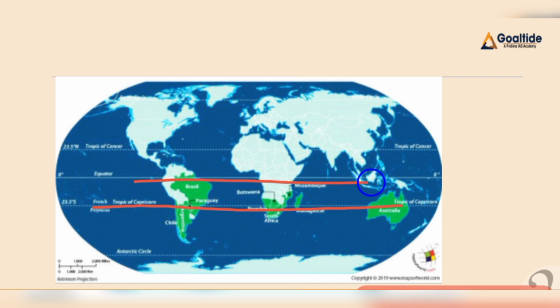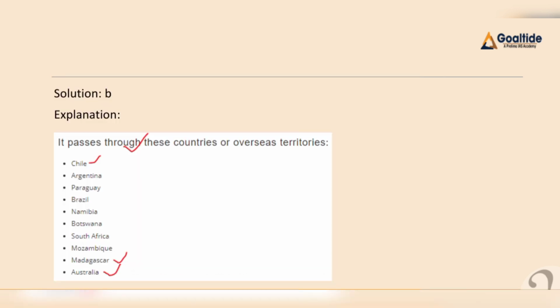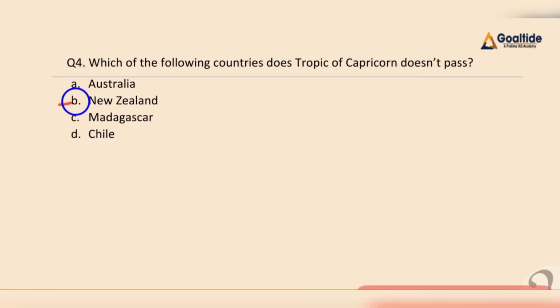This is our equator and this is our Tropic of Cancer. So here we can say that the Tropic of Capricorn passes through Chile, Argentina, Paraguay, Brazil. Then we have Namibia, then Botswana, then South Africa, then Mozambique, then Madagascar. Then we have Australia. It does not pass through New Zealand, right? So our final answer for this question will be B, that is New Zealand.